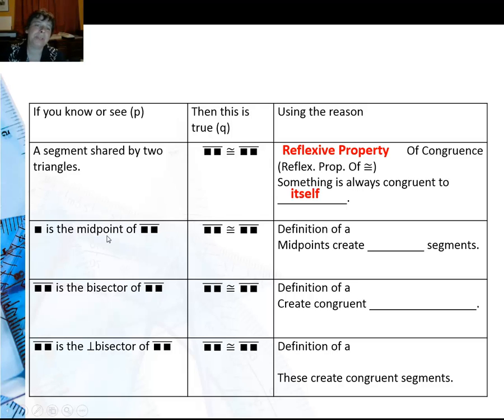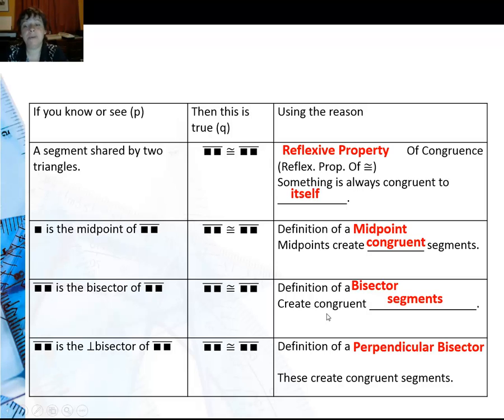If I tell you something is the midpoint of a segment, that also creates congruent segments by the definition of a midpoint. If I say a segment is a bisector of another segment, that is chopping that segment in half. So they create congruent segments, and that's the definition of a bisector. Same thing for a perpendicular bisector. It also creates congruent segments.